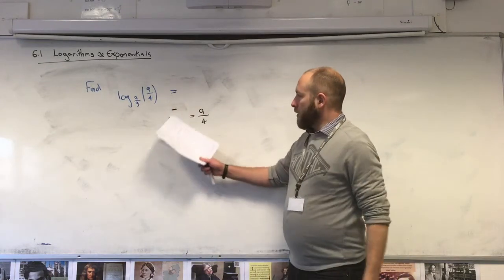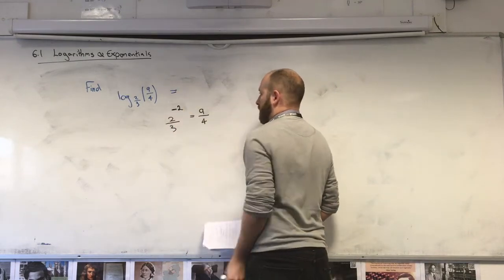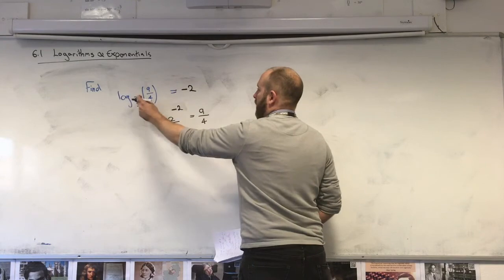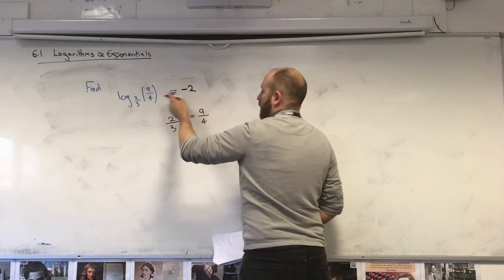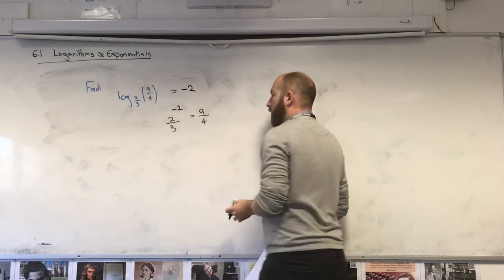So that's going to get 3 on top, 2 on the bottom, and then we need to square both. So I think it's going to be minus 2. Let's just check. 2 to the minus 2 is 1 over 4. 3 to the minus 2 is going to be 1 over 9. So we get 9 over 4 when we put it all together.